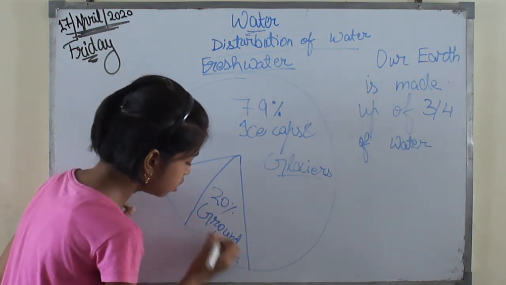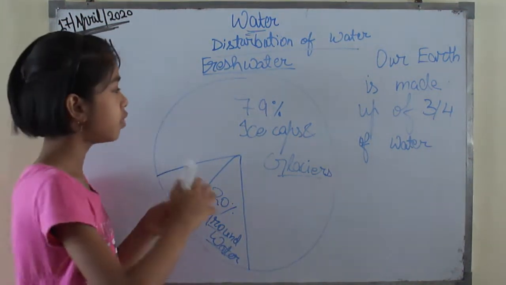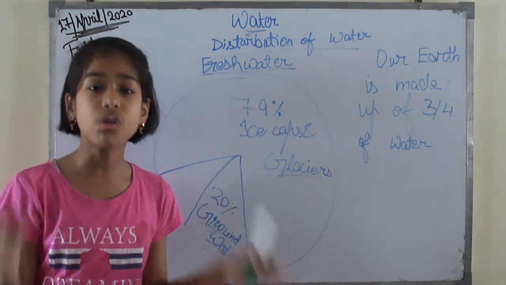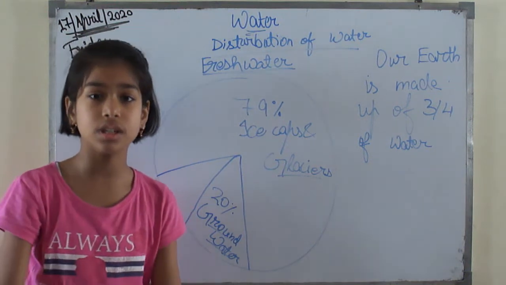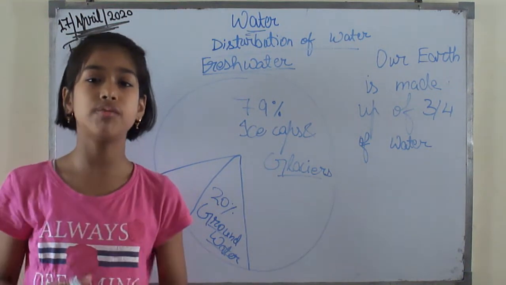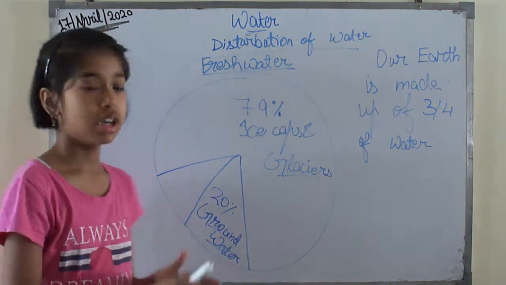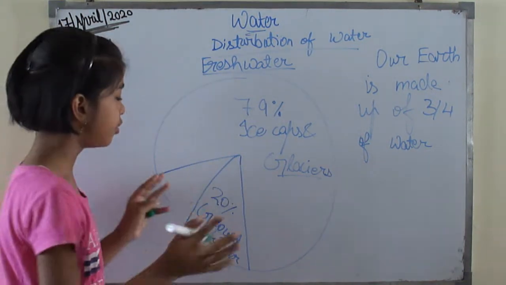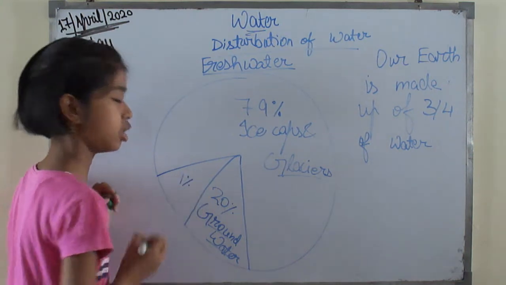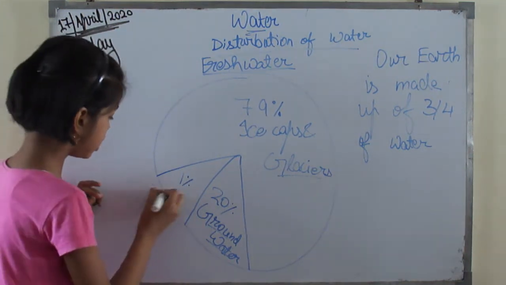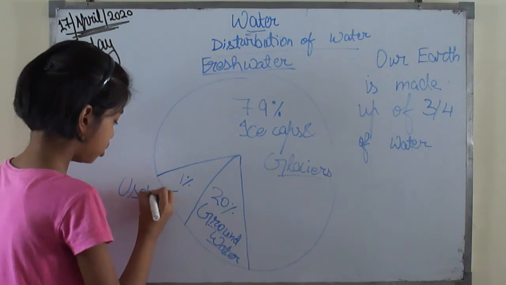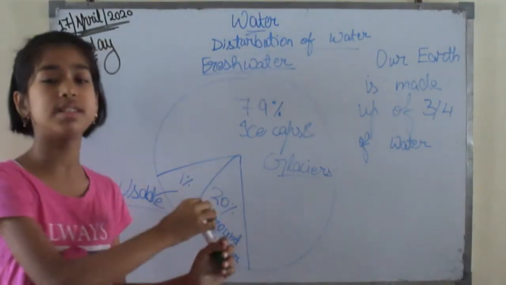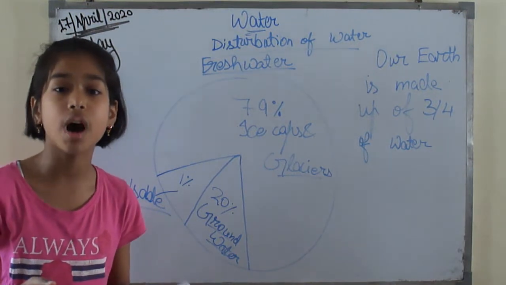Now what if I tell you that this is also unusable? How is this unusable? Because the 20% of the fresh water is so deep that we can't dig into it, and we can't use that water. It is so deep. So that leaves us only 1% of water, which is usable to us.